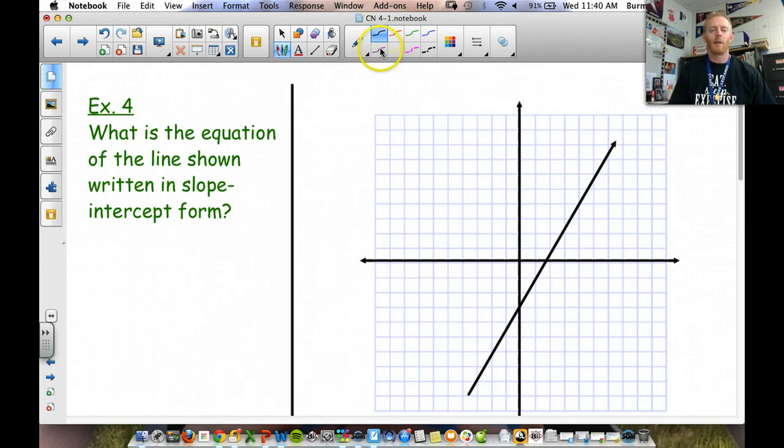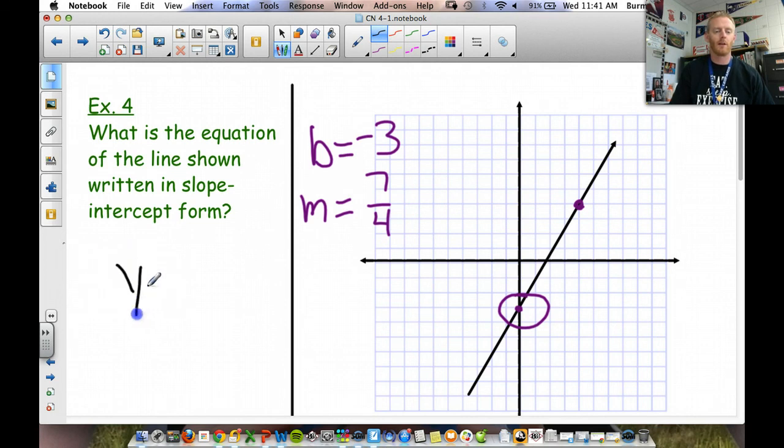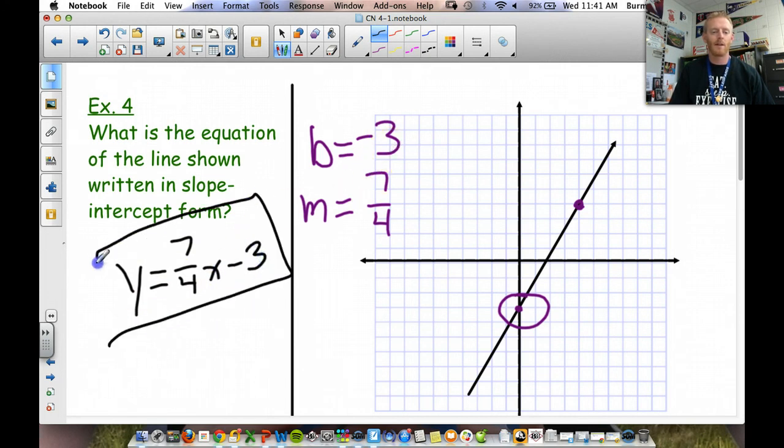Alright, last one here. What is the equation of the line? We have to find the y-intercept, which is right here. My b is at negative 1, 2, 3. And then I just have to use this point and another point that crosses the grid perfectly, which looks like right here. And I'll be able to figure out what my m is equal to. So I go up 1, 2, 3, 4, 5, 6, 7, and to the right 1, 2, 3, 4. I have a 7/4, which makes it simple to write down: y is equal to 7/4 x plus b. B is negative 3, and that is my equation.